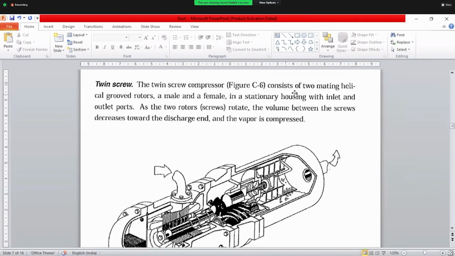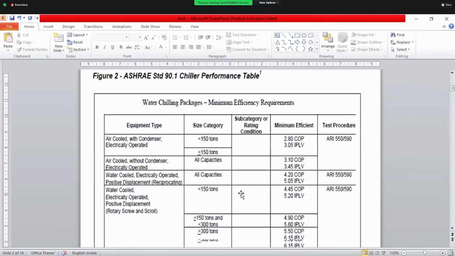Twin screw compressor, how it works: it consists of two mating helical grooved rotors, male and female, in a stationary housing with inlet and outlet ports. As the two rotors rotate, the volume between the screws decreases toward the discharge and the vapor is compressed. Here there are two rotors, and they are rotating in opposite directions. Here is one rotor.